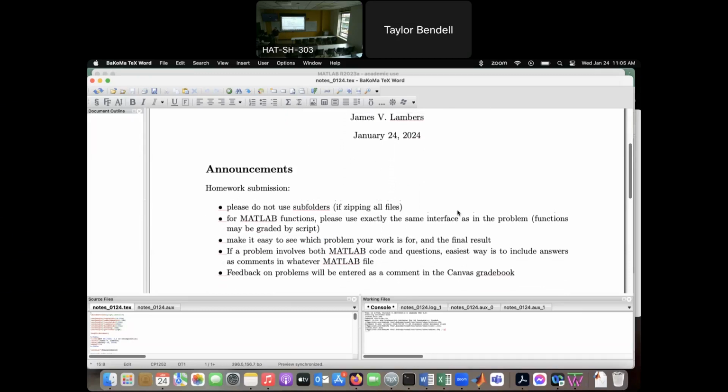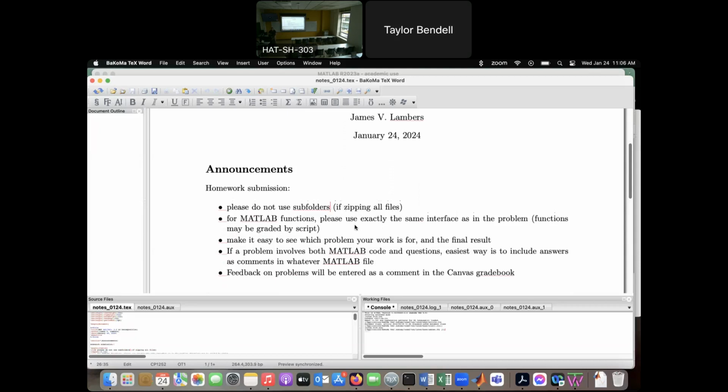And so you can be submitting multiple files, like M files with MATLAB code, or maybe a scanned PDF of work on paper, or maybe you might use LaTeX. It's very common for students in this class to zip up whatever files they have and upload to Canvas, which is perfectly fine, but don't give me a folder hierarchy. Just put everything in one folder if you're zipping them all up to send to me. I'm just going to flatten the file structure anyway.